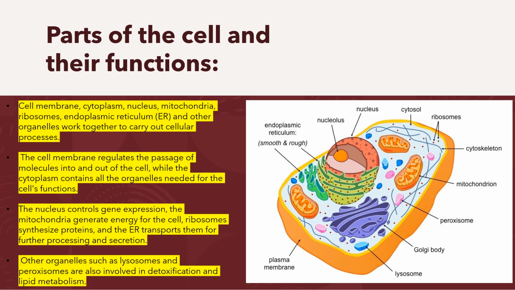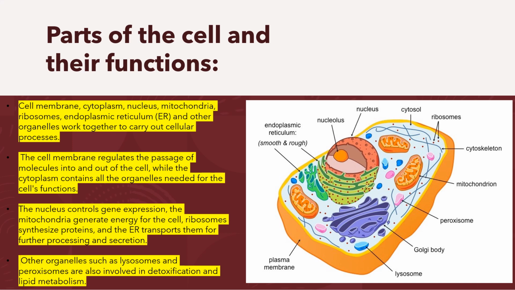There are two types of endoplasmic reticulum. Rough endoplasmic reticulum, which is studded with ribosomes and involved in protein synthesis and secretion, and smooth endoplasmic reticulum, which is involved in lipid synthesis and detoxification. It lacks ribosomes, therefore the name smooth. Smooth ER lacks ribosomes and rough ER contains ribosomes.